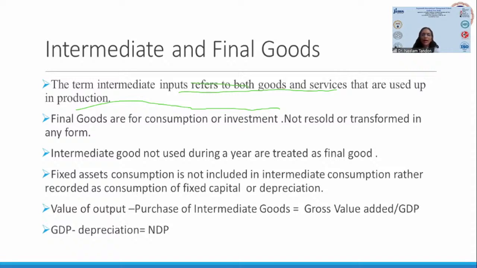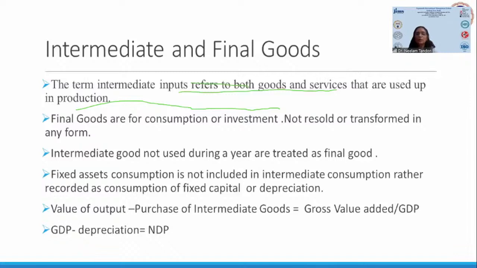So the value is added from where? From agriculture, from manufacturing, from the service sector. So the three sectors have added value at each step. If you sum up the value at each step, that gives you the total price of bread which is available in the market.